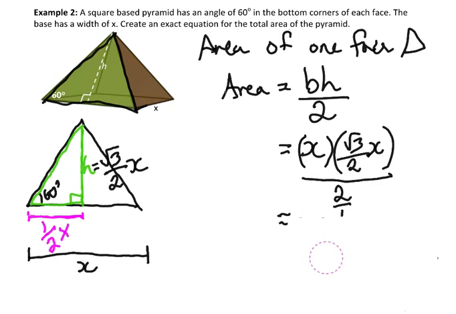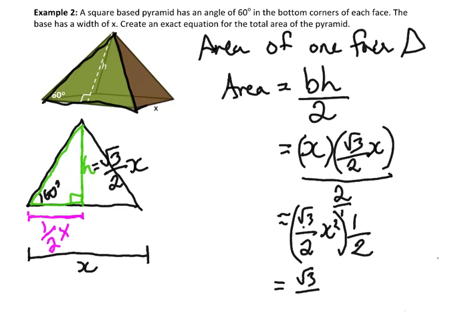I'm going to make that a little bit cleaner. Sorry. Actually, I'll write the top first. So you've got x times root 3 over 2x, so that'd be root 3 over 2 x squared. And that whole thing is being multiplied by this fraction upside down, so 1 over 2, the reciprocal of that. Which gives me root 3 over, so root 3 times 1 is root 3, 2 times 2 is 4, times x squared. So that's the area of one face. Just one of those triangles.